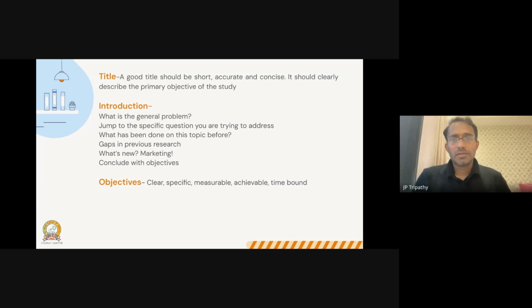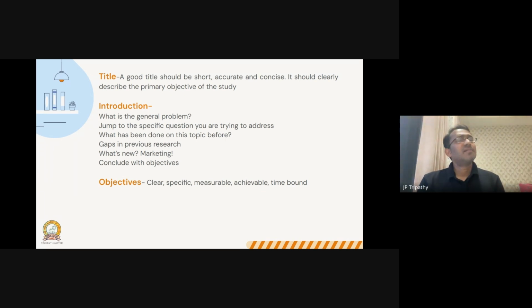Now, any introduction begins with the general problem, and then you jump on to the specific question you are trying to address. Let me give you an example. If you want to focus on diabetes, and diabetes is your broad area, you say, what is the problem with diabetes in India? And then you jump onto the specific question. Now, in diabetes, what are you looking at? Suppose you are looking at why people are not taking drugs or why they're not adherent. So you jump on to the specific question of adherence to anti-diabetic medicine. Why is that a problem?